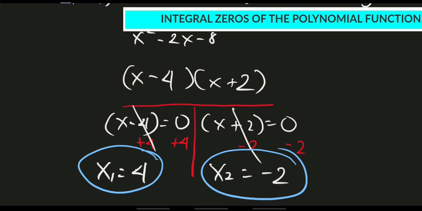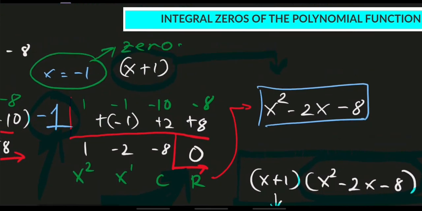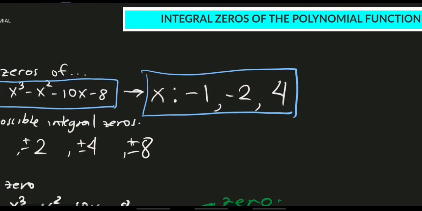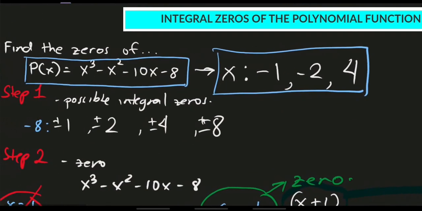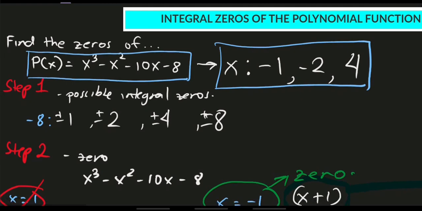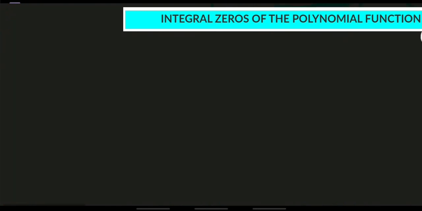And our last step, for step number 4, we need to list down our answer. So therefore, the values of the zeros of this given problem, so we have this answer, wherein we have x as negative 1, negative 2, and positive 4. Okay, so that is our step. So let's try to answer another set of problems. Okay, so for example number 2, let's say we are asked to solve for the zeros of this given problem.